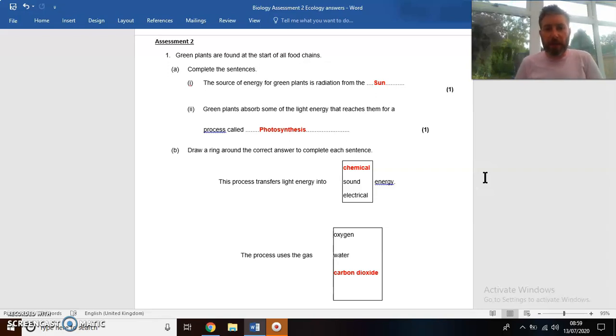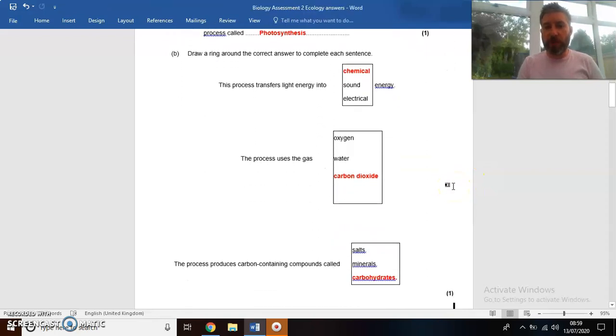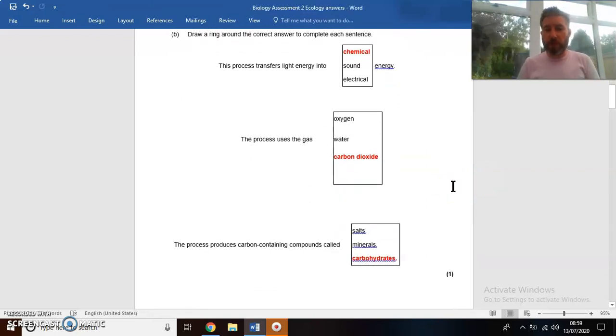Right, B. So the process transfers light energy to chemical energy because it's stored as glucose, which is a very simple carbohydrate, and the process uses the gas carbon dioxide. So most of us did really well on that. The process produces carbon-containing compounds called carbohydrates. Glucose is a carbohydrate. It transfers into other things as well. So some of those carbohydrates are used to make proteins, some of them are used to make fats. So the plant will make fruits and it'll make all sorts of other structural carbohydrates. But glucose is a carb.